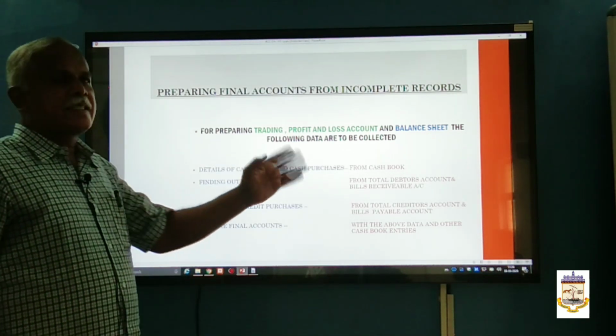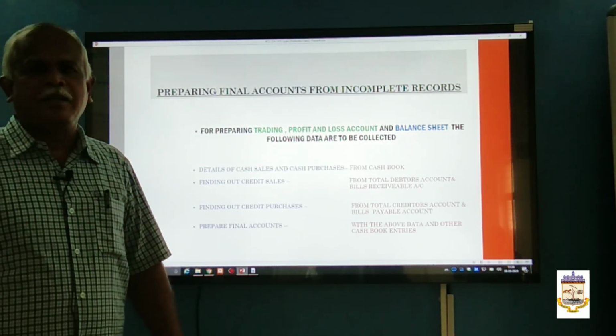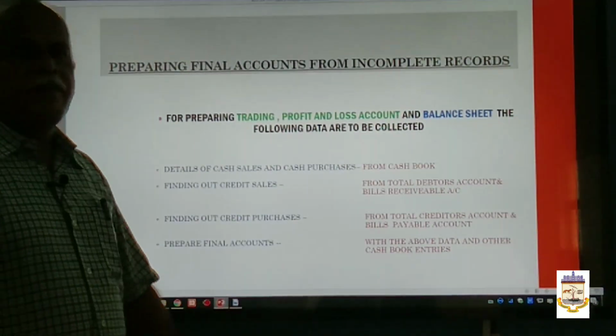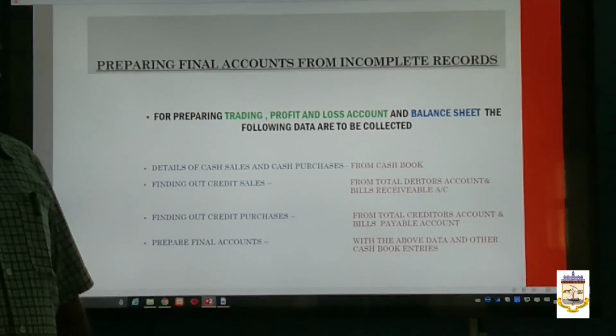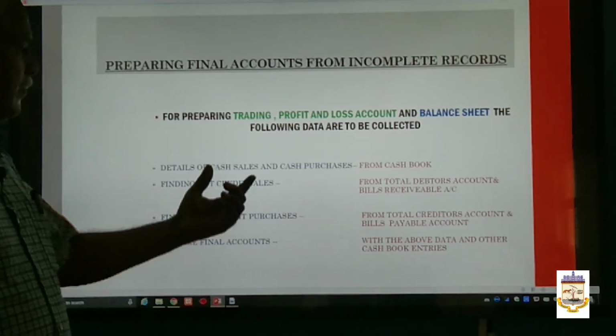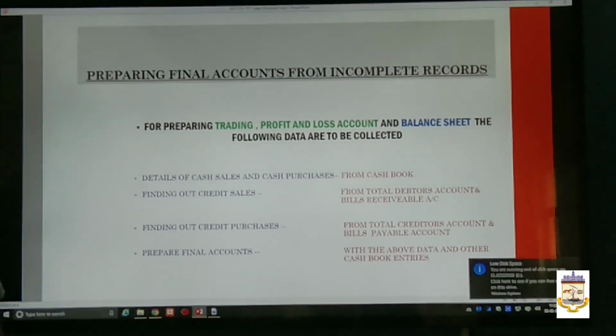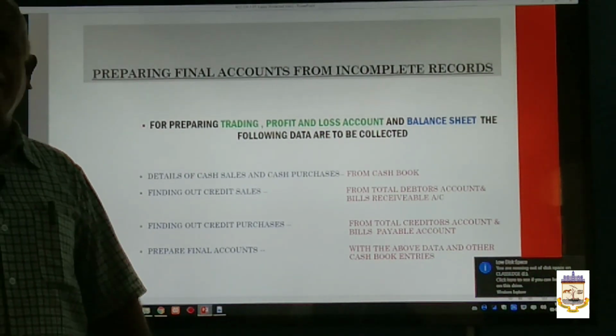Details of cash sales and cash purchases are available in the cash account. That is, we maintain a cash book from which we can find out cash sales and cash purchases. Also the details of the expenses made.